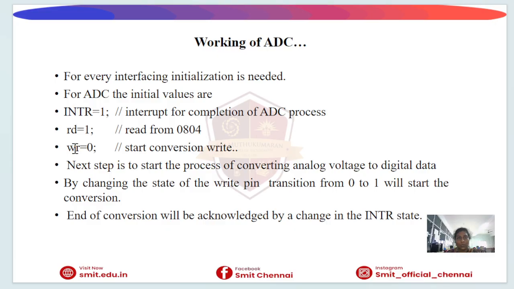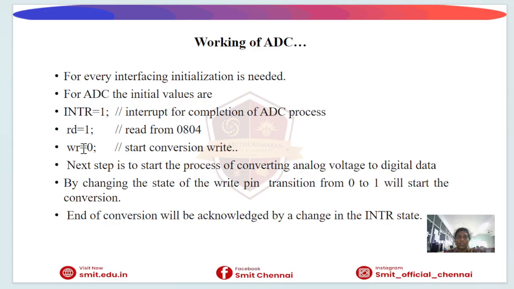Keep CS, that is chip select, equal to 0. Give a high to low pulse on read. Here read is equal to 1, so we have to make read equal to 0. Read the 8-bit data from D0 to D7. So the digital value is now available to the microcontroller.